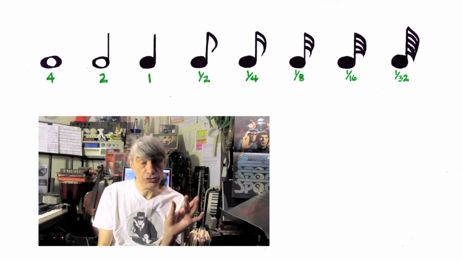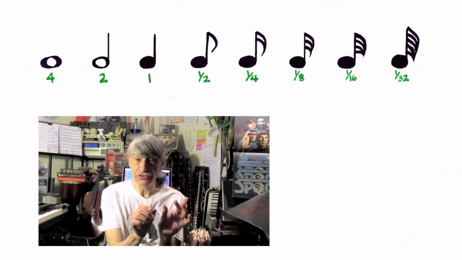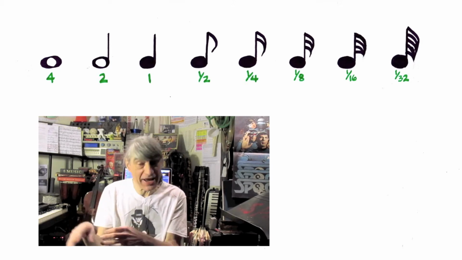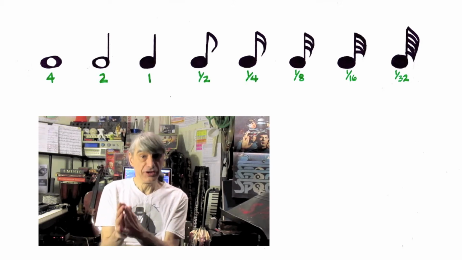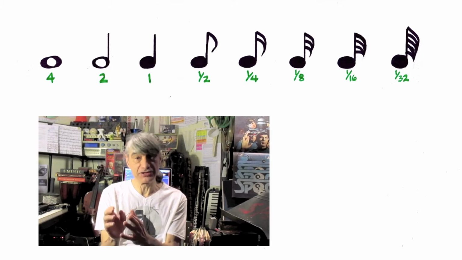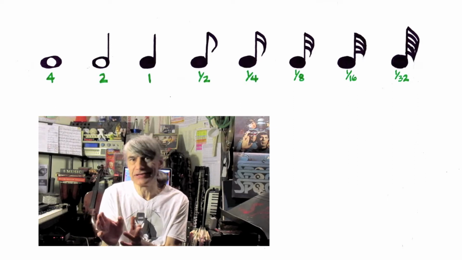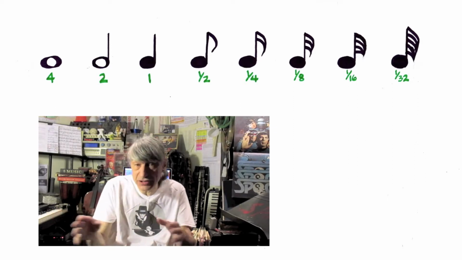So the whole note is worth 4, and then the half note is worth 2, the quarter note is worth 1, and then successive amounts of tails on the shorter notes: the eighth note is worth half a beat, the 16th note is worth a quarter of a beat, the 32nd note is worth an eighth of a beat. For many instances, that's as small as you have to go, but it does go on infinitely.